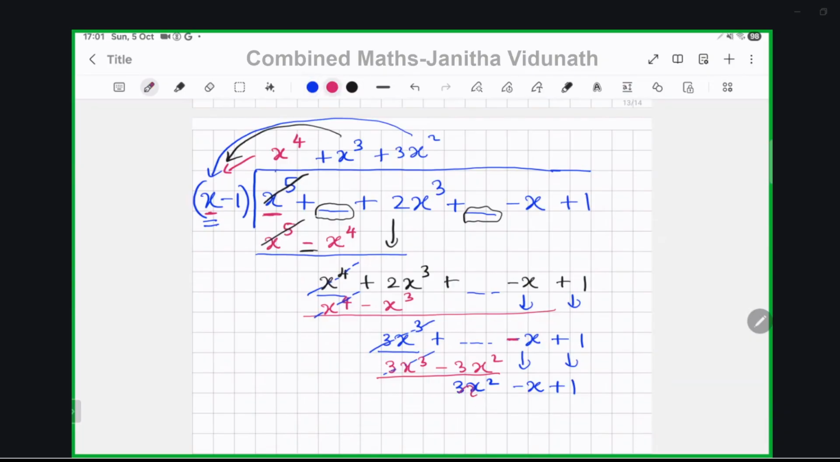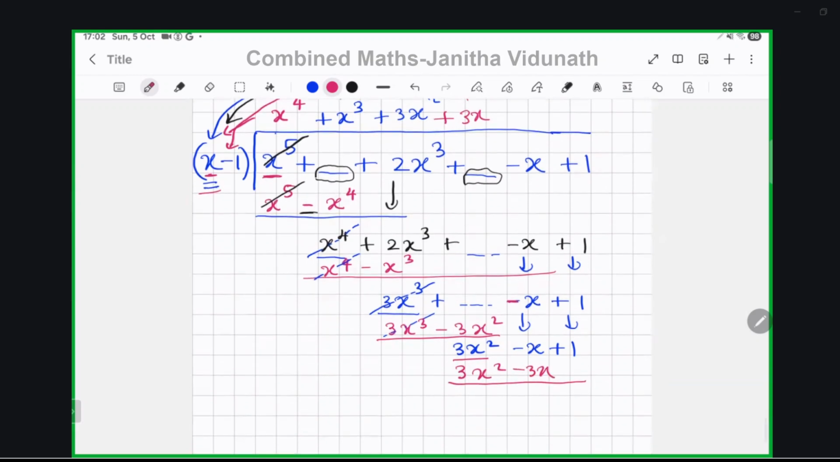Now we divide this with this. Then we will get plus 3x. Then we multiply it back with the entire divisor. Then we will get 3x square minus 3x. Then we subtract those two terms. Then 3x square and 3x square will cancel out. Minus x minus minus 3x means plus 2x.